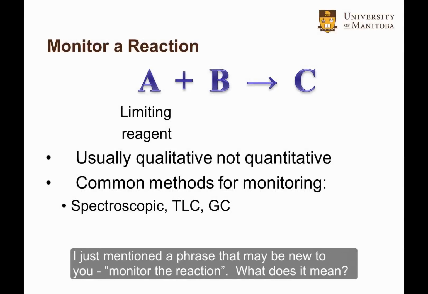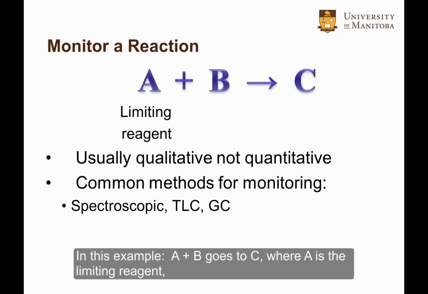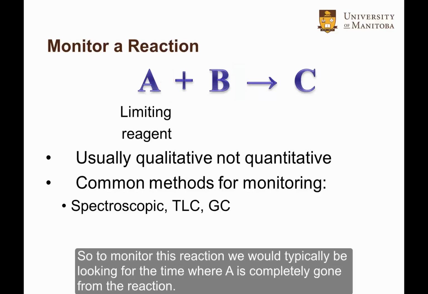I just mentioned a phrase that may be new to you: monitor the reaction. What does it mean? By monitoring, we mean to make observations on the progress of the reaction. In this example, A plus B goes to C, where A is the limiting reagent. Over time, the concentration of C increases, while A decreases and eventually goes to 0. So to monitor this reaction, we would typically be looking for the time where A is completely gone from the reaction.